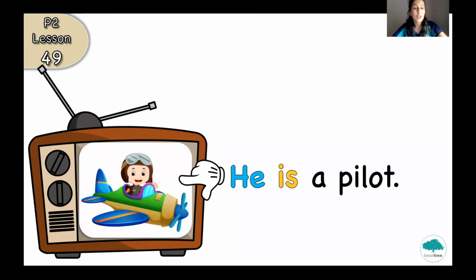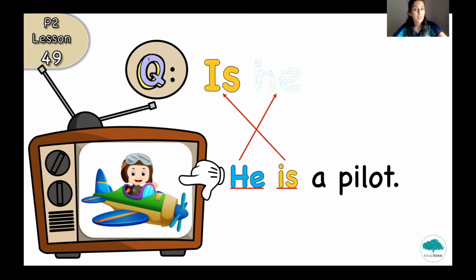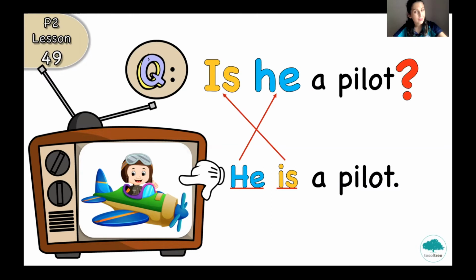Now let's have a look at the picture. You can see a pilot. He is a pilot. And let's ask a question. Is he a pilot? So is will be the first word of this sentence. Then he, and then a pilot with a question mark. So let's read this sentence. He is a pilot. And the question: is he a pilot?